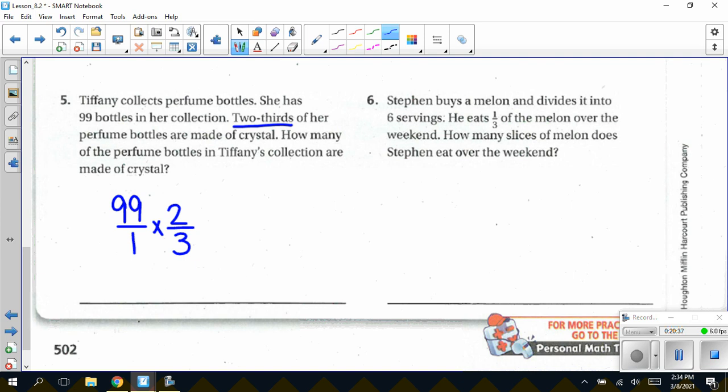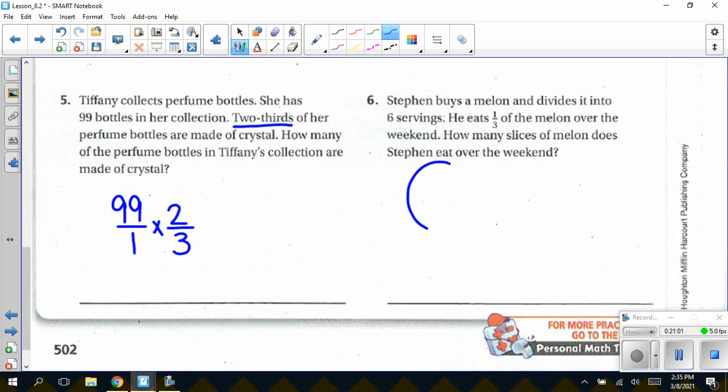And number 6, Stephen buys a melon and divides it into 6 servings. He eats 1/3 of the melon over the weekend. How many slices of melon does Stephen eat over the weekend?